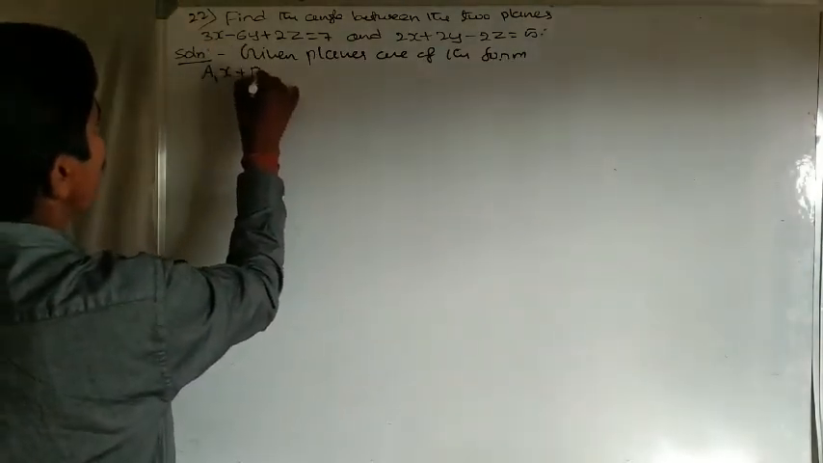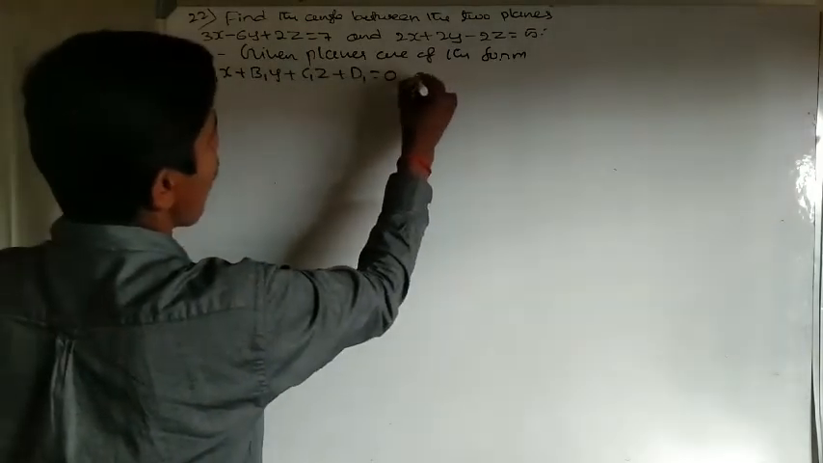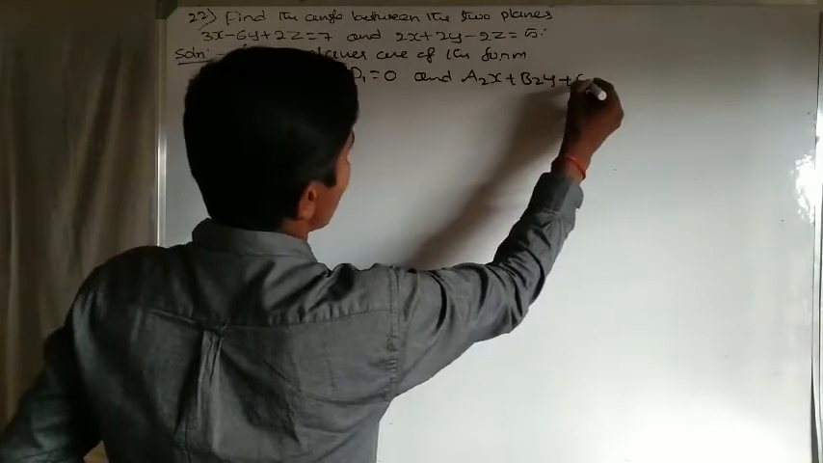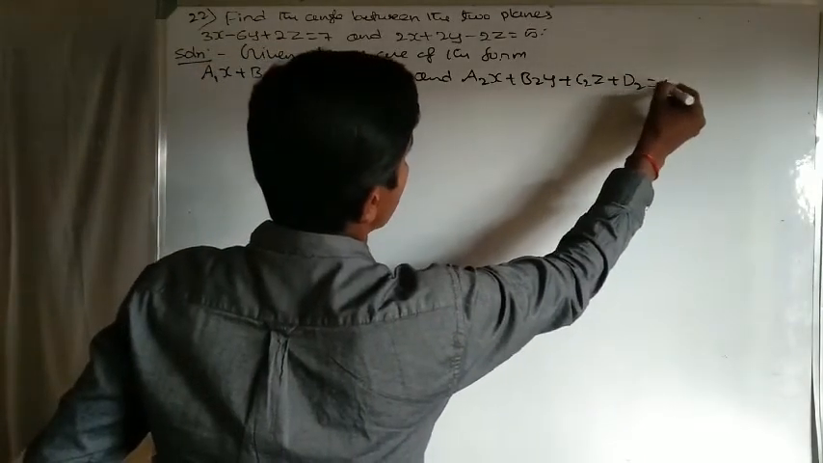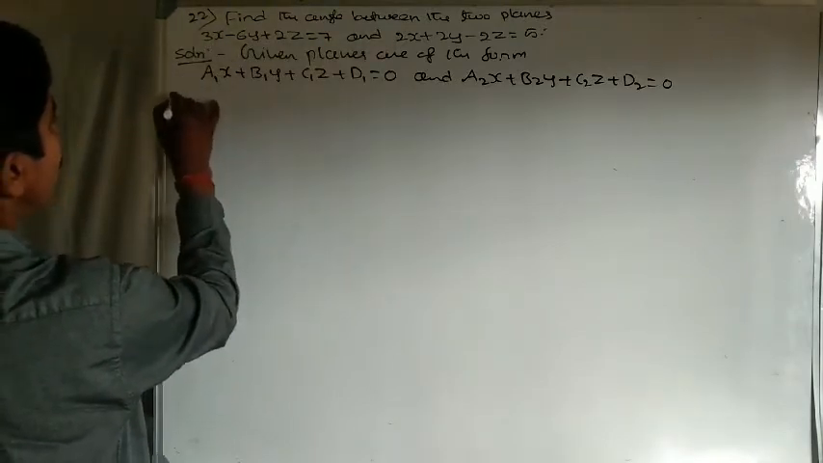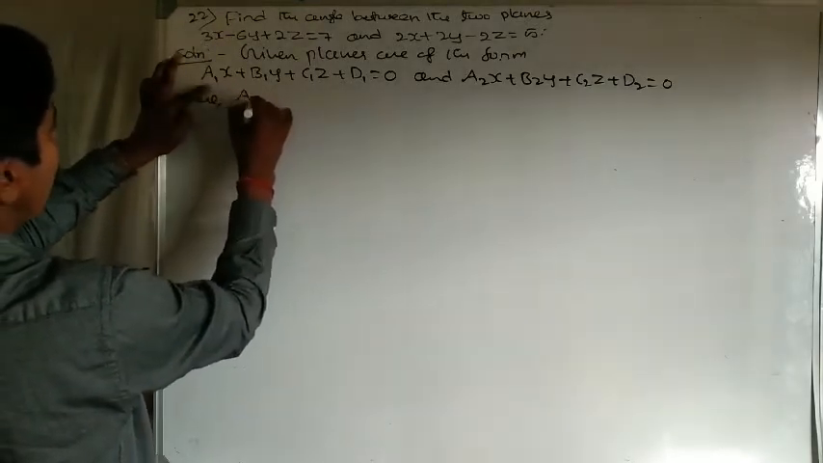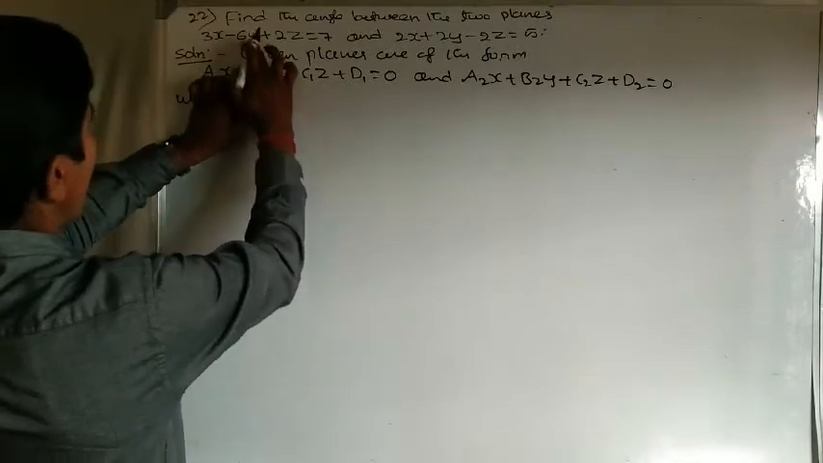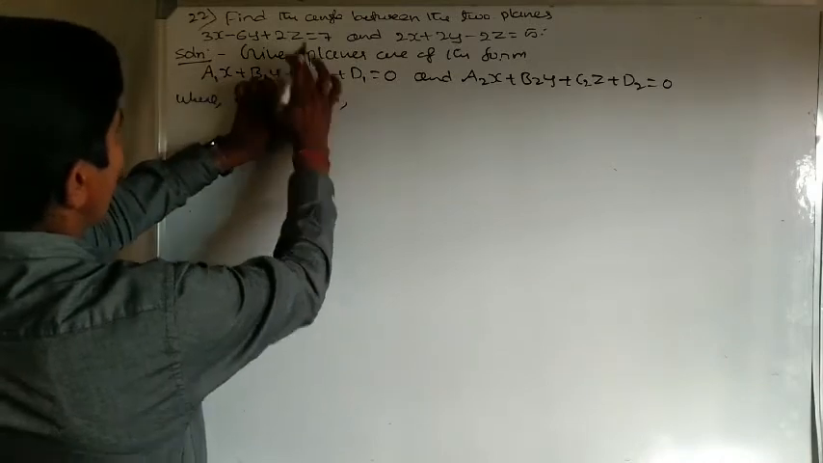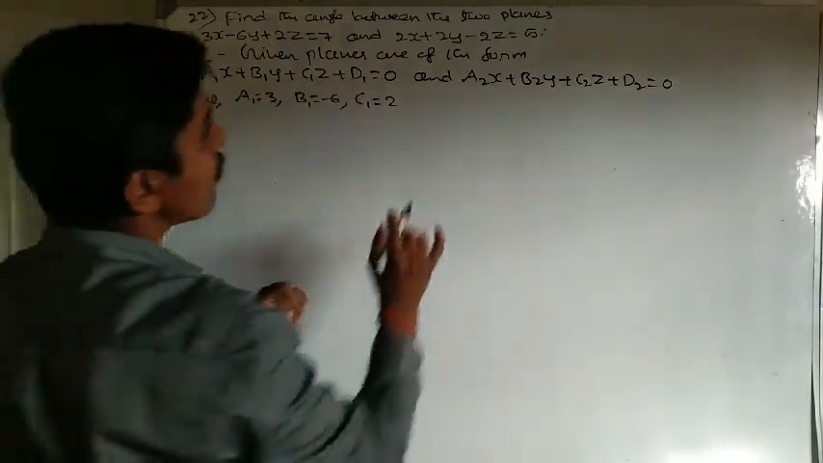a1x plus b1y plus c1z plus d1 is equal to 0 and a2x plus b2y plus c2z plus d2 is equal to 0. So clearly, first plane, second plane. In the first plane, x coefficient a1 is equal to 3, y coefficient b1 is equal to minus 6, z coefficient c1 is equal to 2. No need to write d1 value.